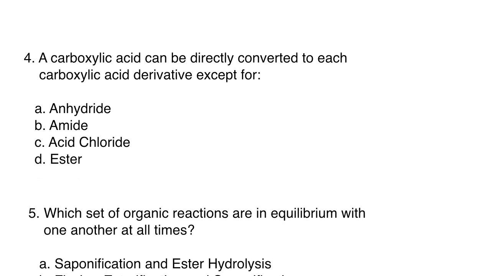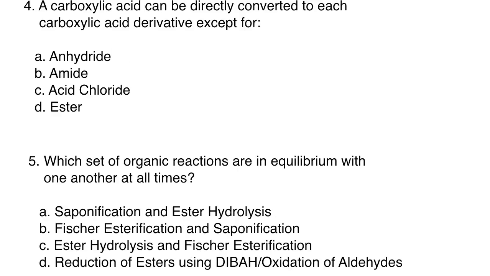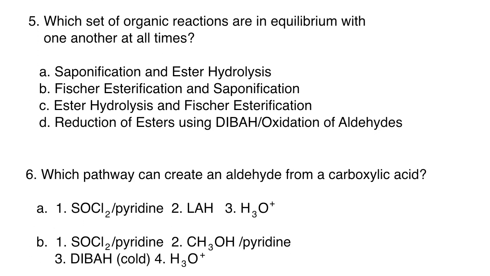Number four, a carboxylic acid can be directly converted to each of the carboxylic acid derivatives except for, and you have all the derivatives there. So there's one of the four derivatives that I cannot directly obtain from carboxylic acids. That's what the question is asking. Number five, which set of organic reactions are in equilibrium with one another at all times? Saponification and ester hydrolysis, Fischer esterification and saponification, ester hydrolysis and Fischer esterification, reduction of esters using DIBAL, and oxidation of aldehydes. Those are the options there.